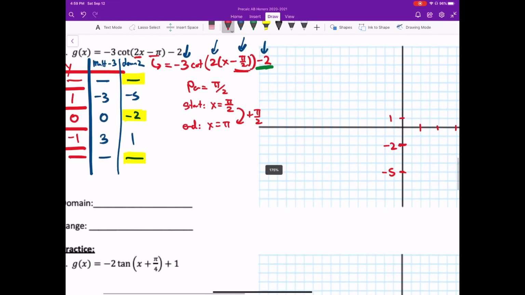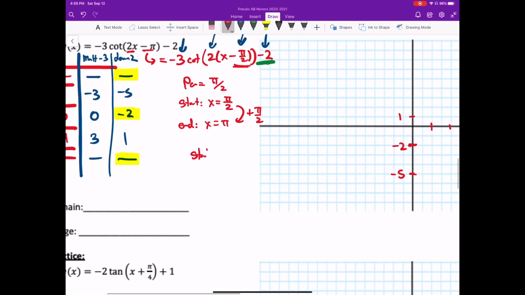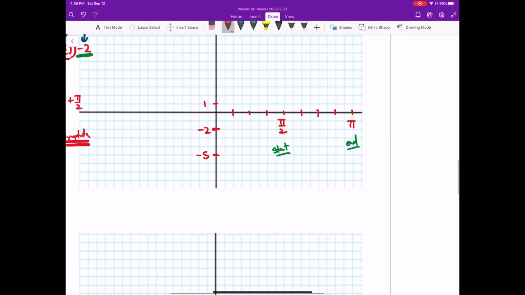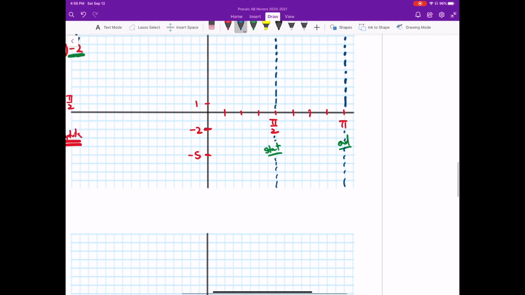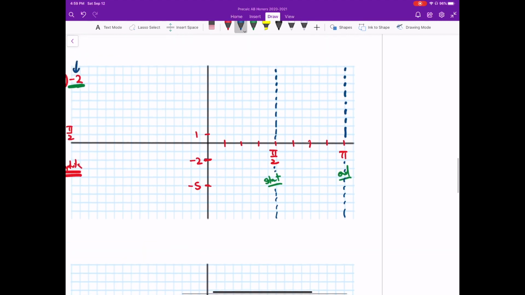Cotangent, if you remember, starts on an asymptote. So tangent starts on a 0 or the center. This one starts on an asymptote. So when you graph this, wherever we start, that's where our asymptote's going to be. And it's going to end on an asymptote right here. That's super important. Every pi over 2 units, so if we go pi over 2 units back, there's going to be another asymptote here. This one's a little bit harder to see.